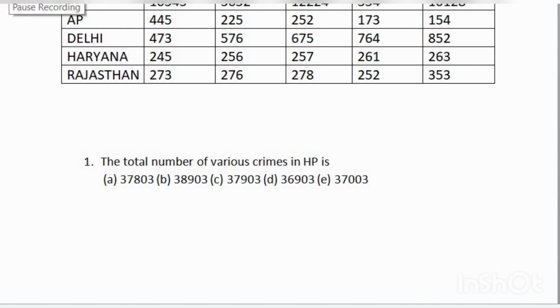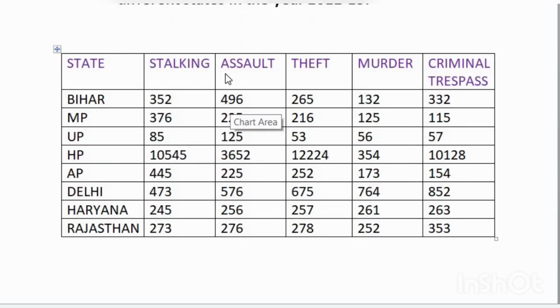We can look into the questions. The first question is, the total number of various crimes in Himachal Pradesh is. So from the table it is clear that various crimes are these 5: stalking, assault, theft, murder and criminal trespass. So in Himachal Pradesh, what are the total number of crimes?